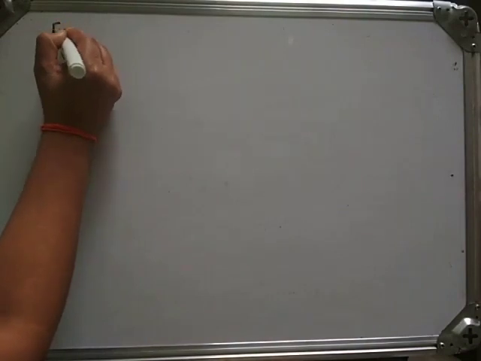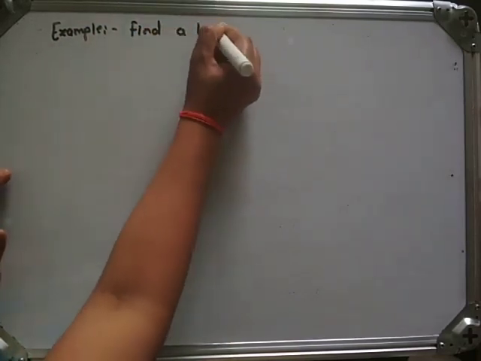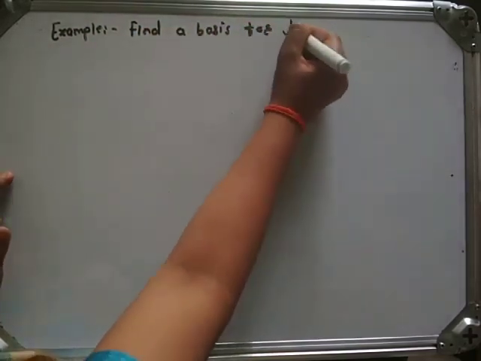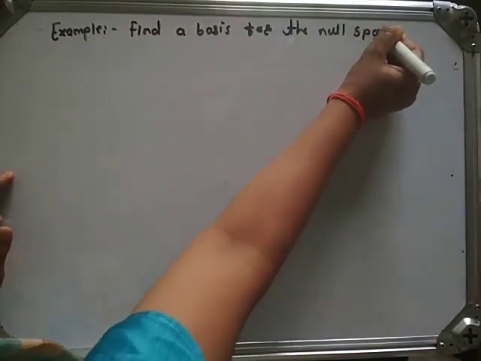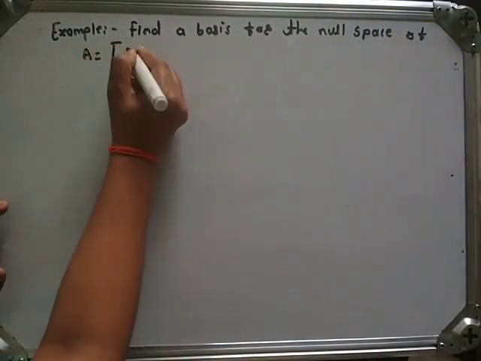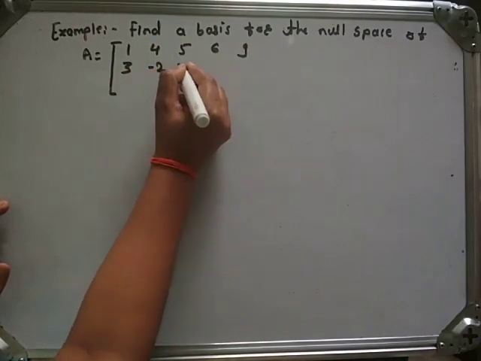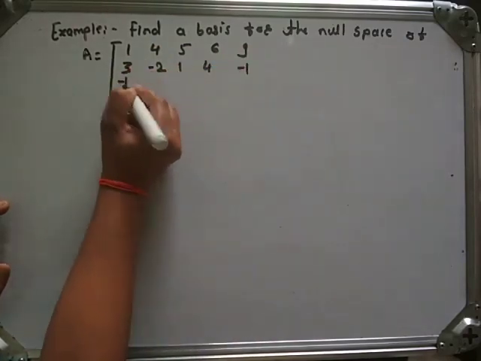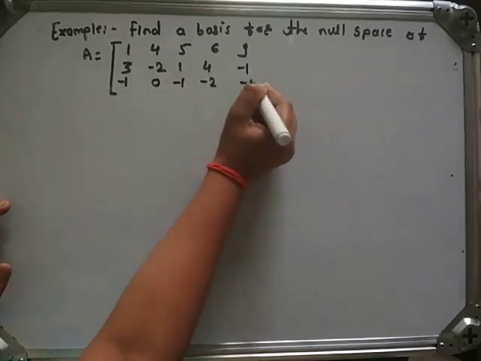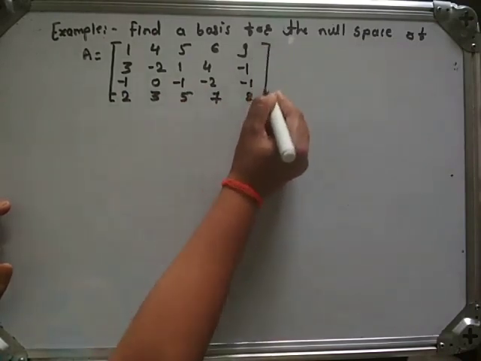For better understanding, we will see some examples. Find a basis for the null space of A equals the matrix with rows 1, 4, 5, 6, 9; 3, -2, 1, 4, -1; -1, 0, -1, -2, -1; 2, 3, 5, 7, 8.